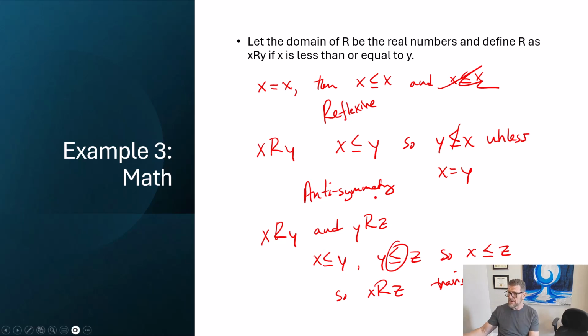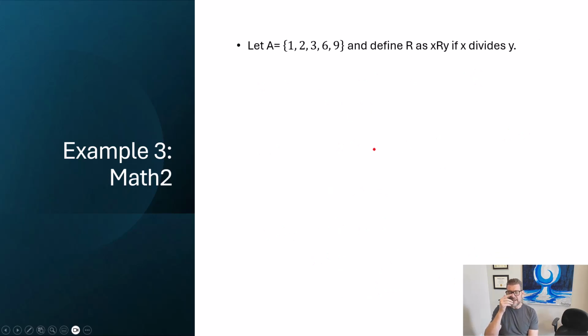Clearly we've done a couple of others already. Let's look at one more. Let's say, for example, we have A equals {1, 2, 3, 6, 9}.